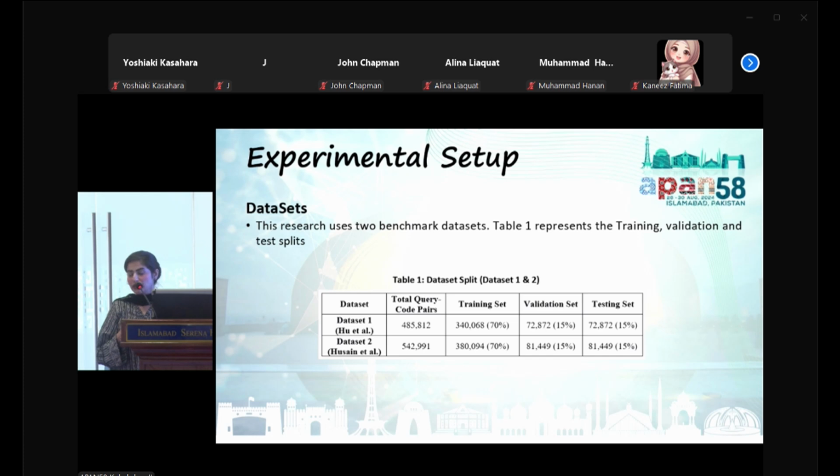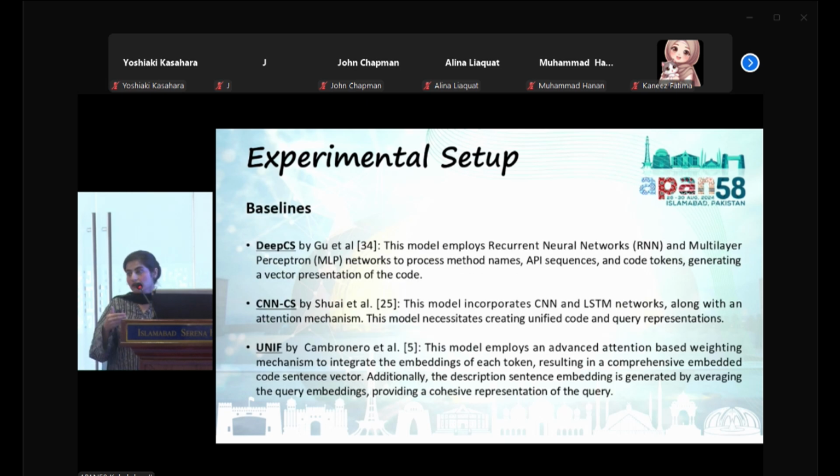So this is the experimental setup. As I have already told you, I have utilized two datasets. The following table represents the split of the datasets into training, validation and testing subsets respectively. These are the baselines that are used for the comparison purpose.